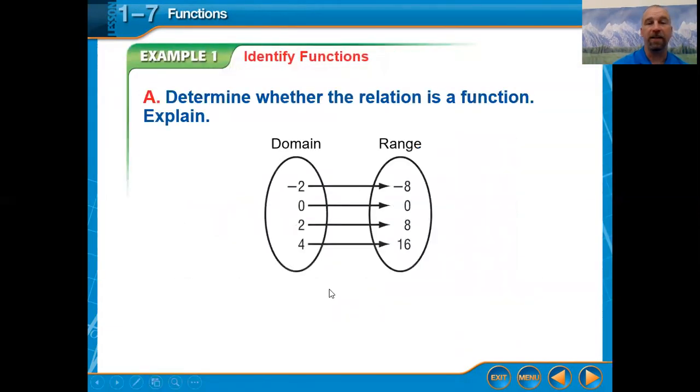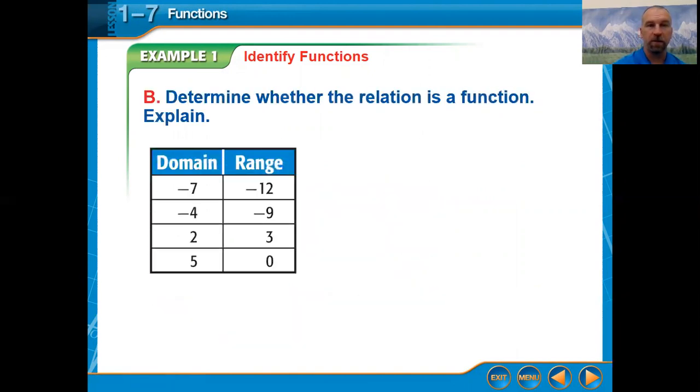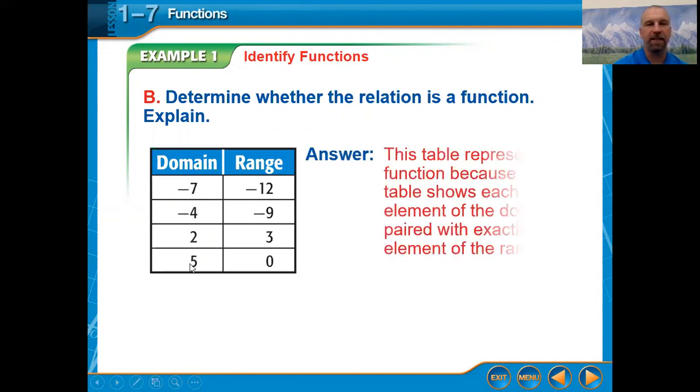All right, so let's identify. Take a look at this mapping. Every number in the domain has one arrow going to a number in the range. There's no repeated arrows off of the domain. Therefore, that's a function. Here's a table, another representation of a relation. In this case, maybe a function. If I look at my domain, every number in the domain is different. There is no repeated number in the domain. Therefore, yes, that is a function.